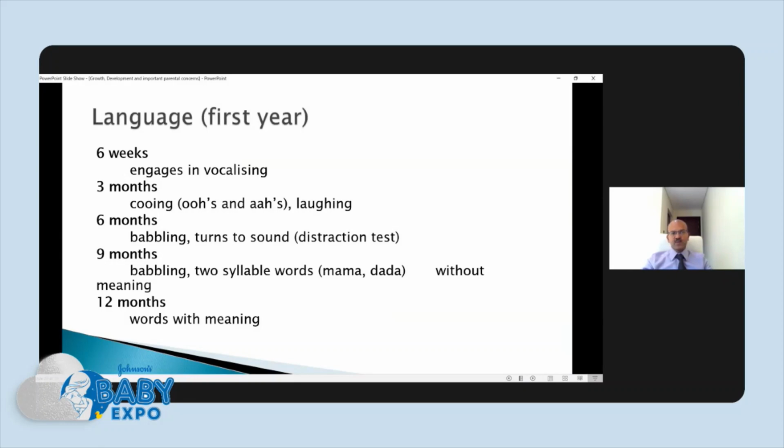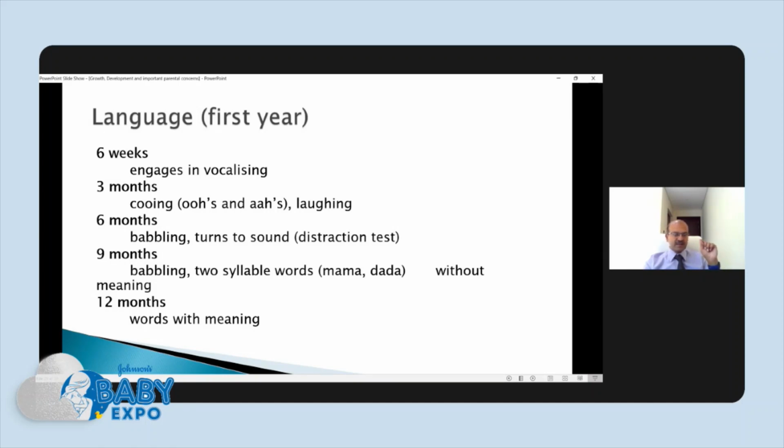So by 6 weeks, a child starts engaging in vocalizing. Vocalizing is automatic and it can happen even in deaf children. So that alone doesn't rule out deafness. By 3 months, a child starts babbling, ooh and ah sounds, and they can laugh in response. By 6 months, the babbling is more complex with consonant sounds and they can turn to sound. By 9 months, there is more babbling, including mama, dada sounds, but there is no meaning to the words. Of course, some clever babies may start making words with meaning even by 9 months. And by 12 months, the words with meaning start coming up.